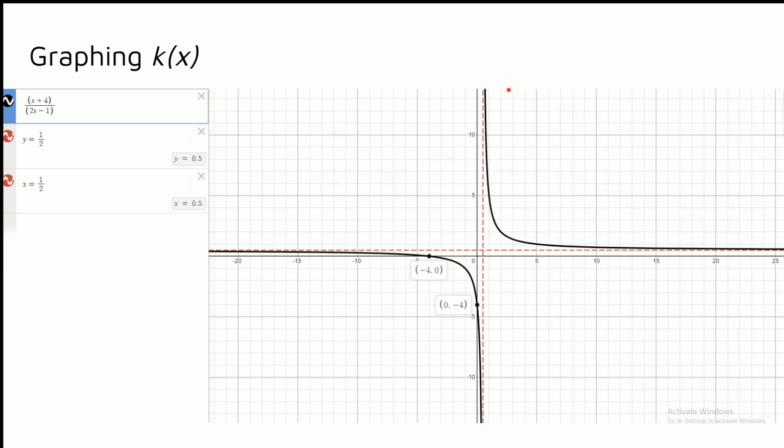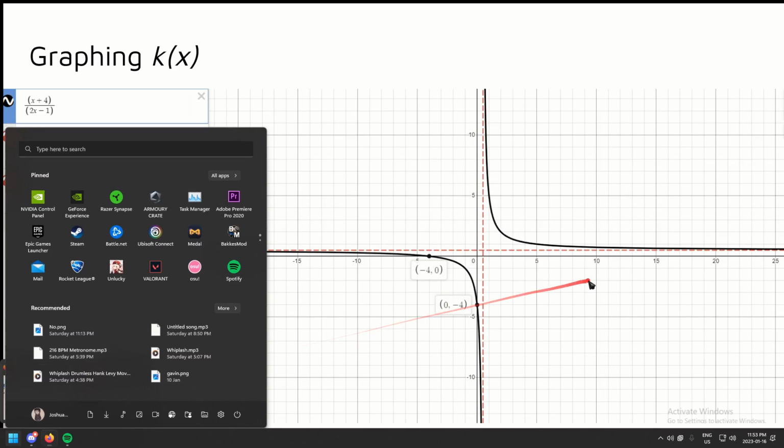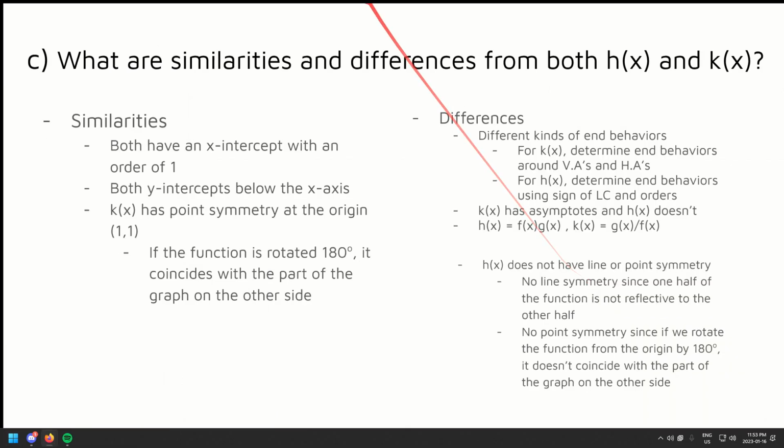There's also part C to the question. Compare and contrast them. What are the similarities and differences between h(x) and k(x)? Some similarities: both have an x-intercept with an order of 1. Both y-intercepts are below the x-axis. k(x) has point symmetry at the origin.